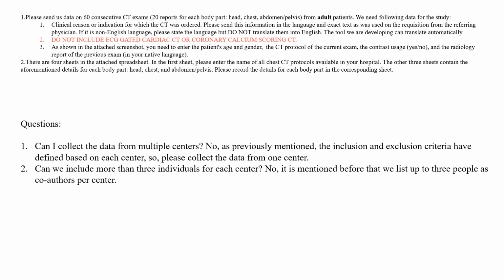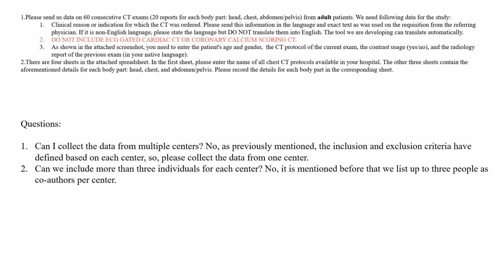I was asked whether radiology imaging is required. No, we do not need radiology CT images. We just need the radiology reports. And you do not need to translate anything, you just need to copy and paste from the radiology report.